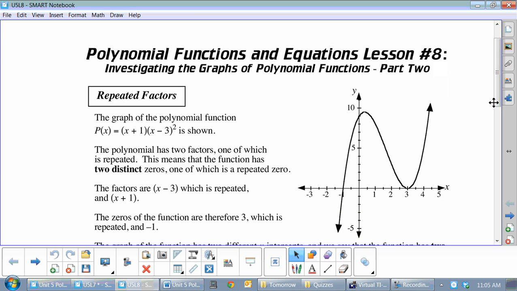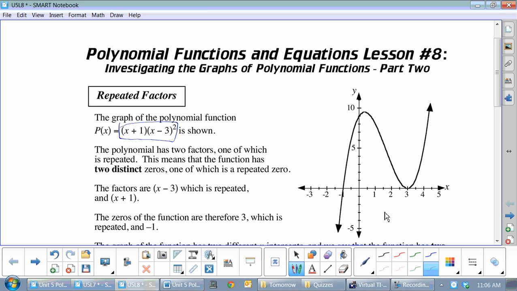Now, if you look at this equation here, that's x plus 1 times x minus 3 squared. Now here, x plus 1 goes through 1, and what is it doing at 3? It just touches it, right?